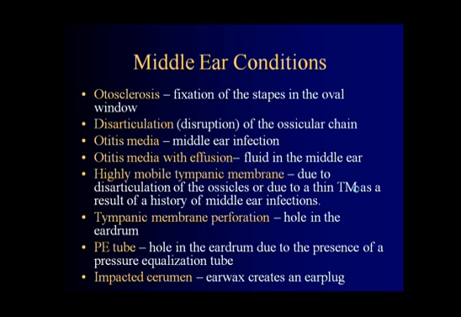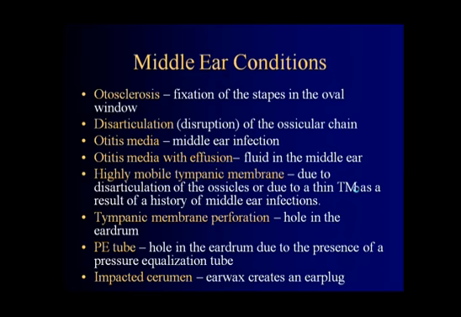We have a condition called disarticulation or disruption of the ossicular chain. This means that those three bones, the malleus, incus, and stapes, somewhere along the line are broken apart. That may happen when somebody sustains a blow to the head, or if they were in a car accident, etc., where they hit their head.